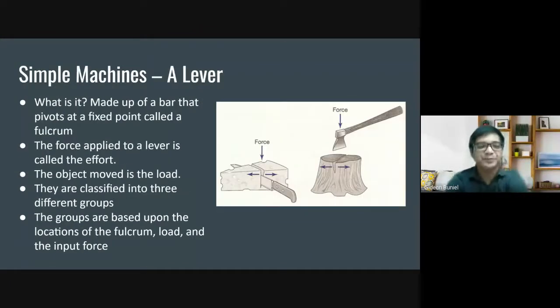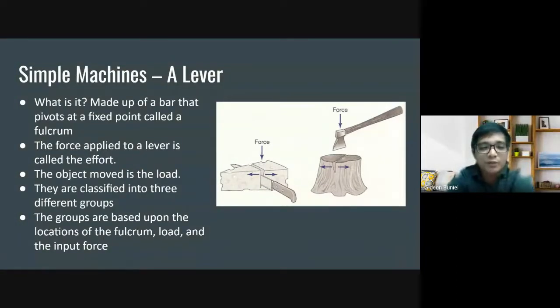Next, a lever. What is it? It is made up of a bar that pivots at a fixed point called a fulcrum. The force applied to a lever is called the effort. So when you apply force with the lever, that is the effort that you use. The object moved is the load. As I've said earlier, the object that I showed you is actually the load. So object is equal to load.